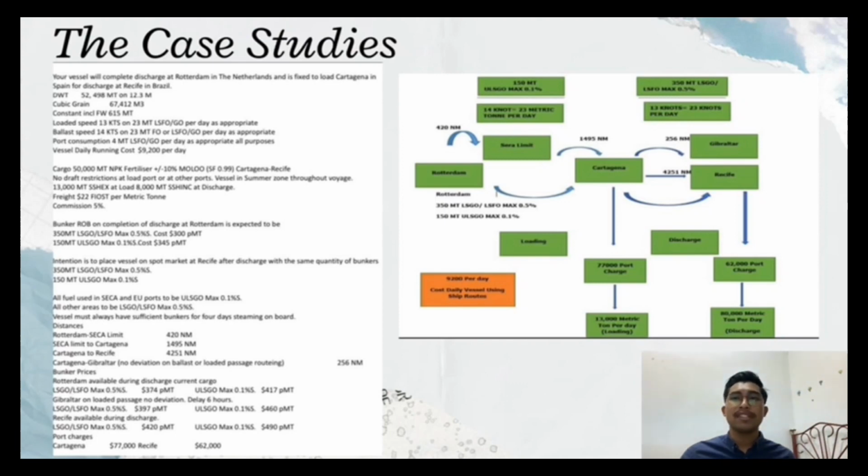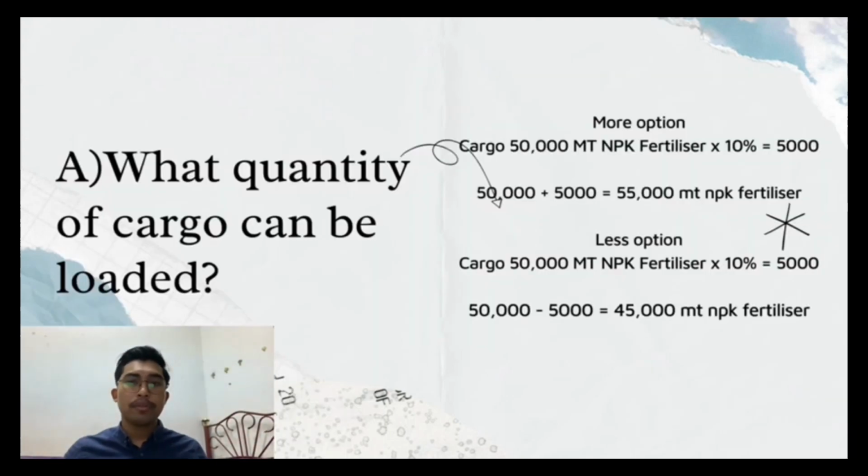quantity of bunkers, and all the fuel used in SECA, which is called the Sulfur Emission Control Area, and EU ports must be ULSGO, max 2.1%. All other areas to be LSGO, LSFO max 0.5%. The first question that we get from this case study is what quantity of cargo can be loaded.